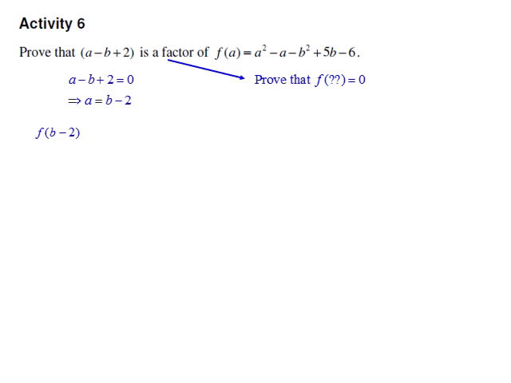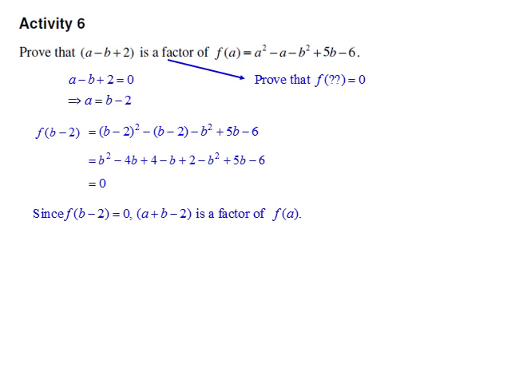So if we calculate f of b minus 2, it gives me (b minus 2) squared minus (b minus 2) plus b squared plus 5b minus 6. If we simplify that, we get b squared minus 4b plus 4 minus b plus 2 minus b squared plus 5b minus 6. We see that b squared minus b squared is 0, minus 4b minus b plus 5b is 0, and plus 4 plus 2 minus 6 is also 0. So, since f of b minus 2 is 0, it proves that a minus b plus 2 is a factor of f of a.